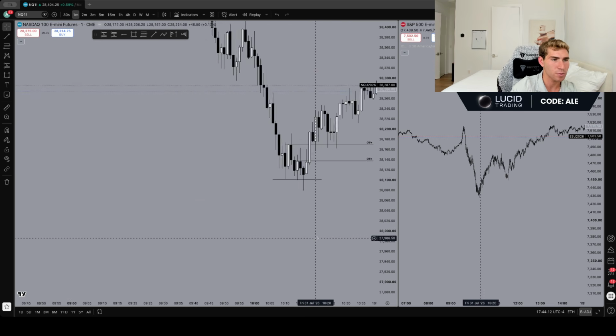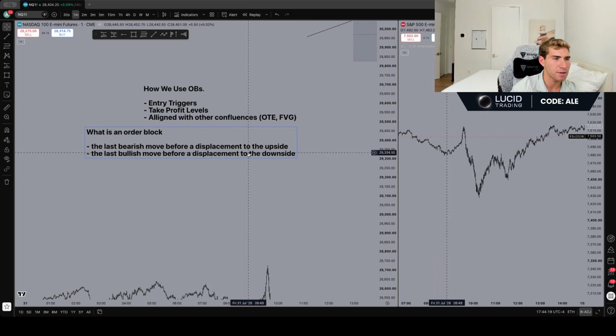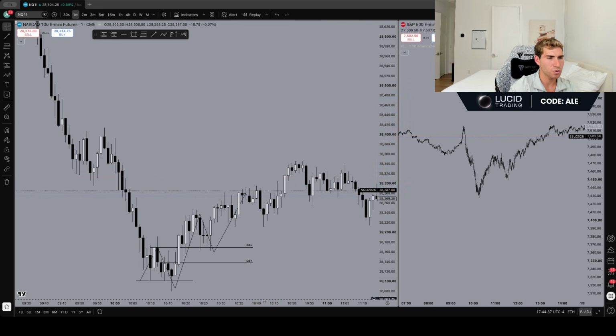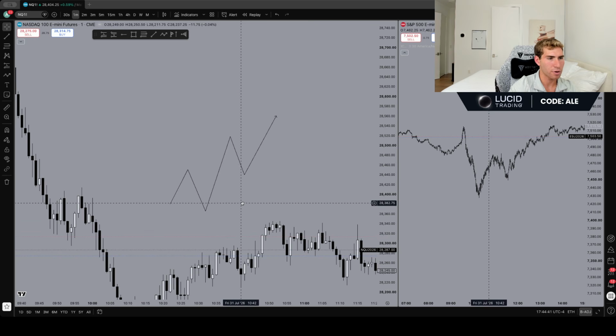What did I describe an order block was to you guys? The last bearish move before a displacement to the upside. The last bearish move before a displacement. If I draw this out for you guys to the tick, it's the last bearish move before a displacement to the upside. Now, if we grab this and put it up here, what does it show us? What is the last bearish move before a displacement to the upside?